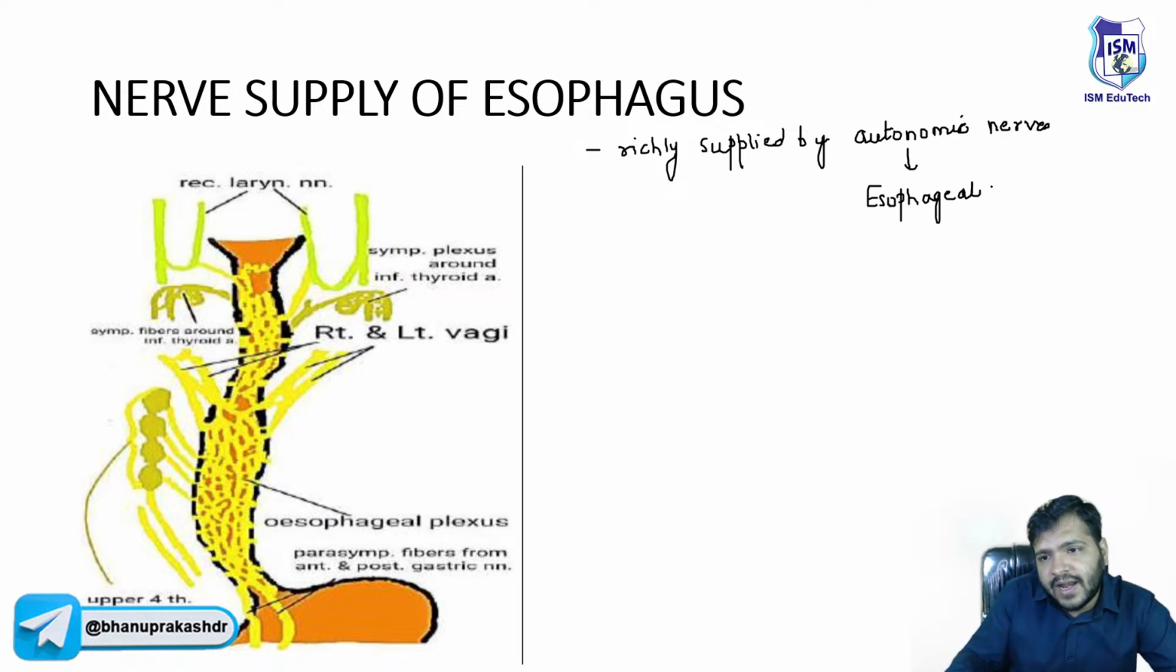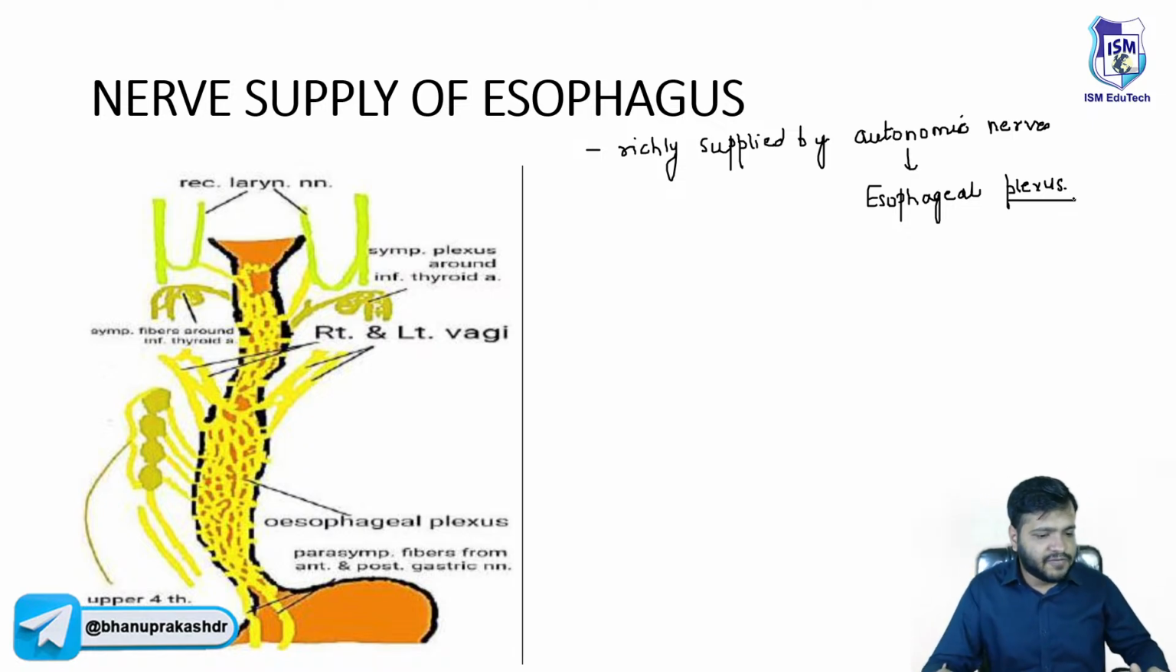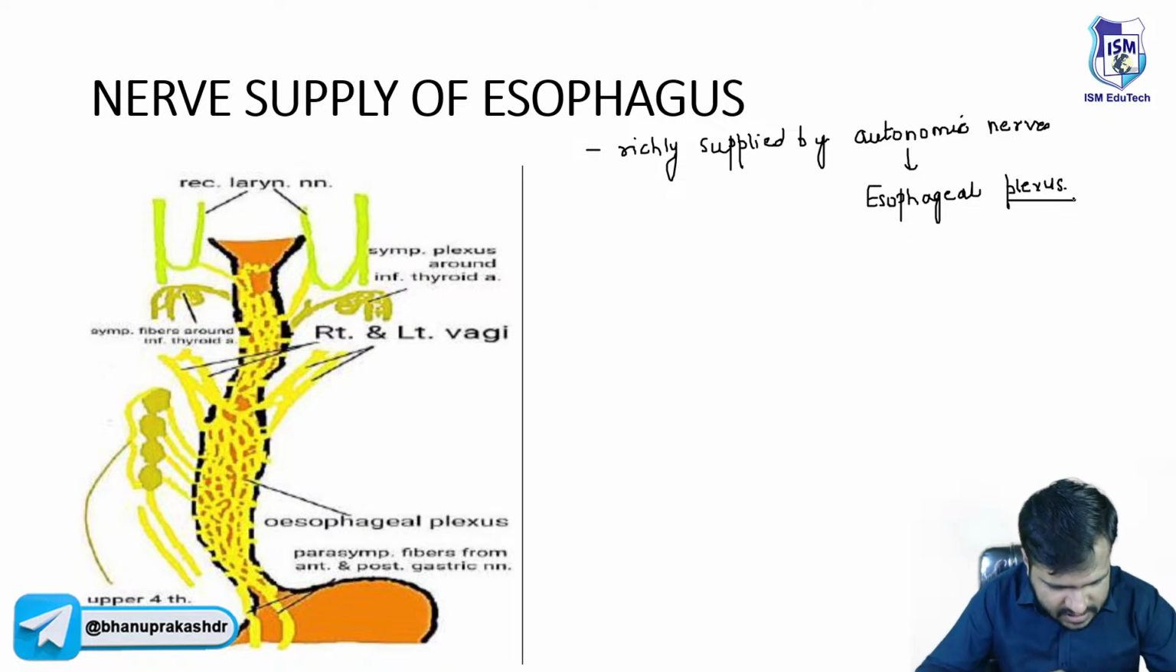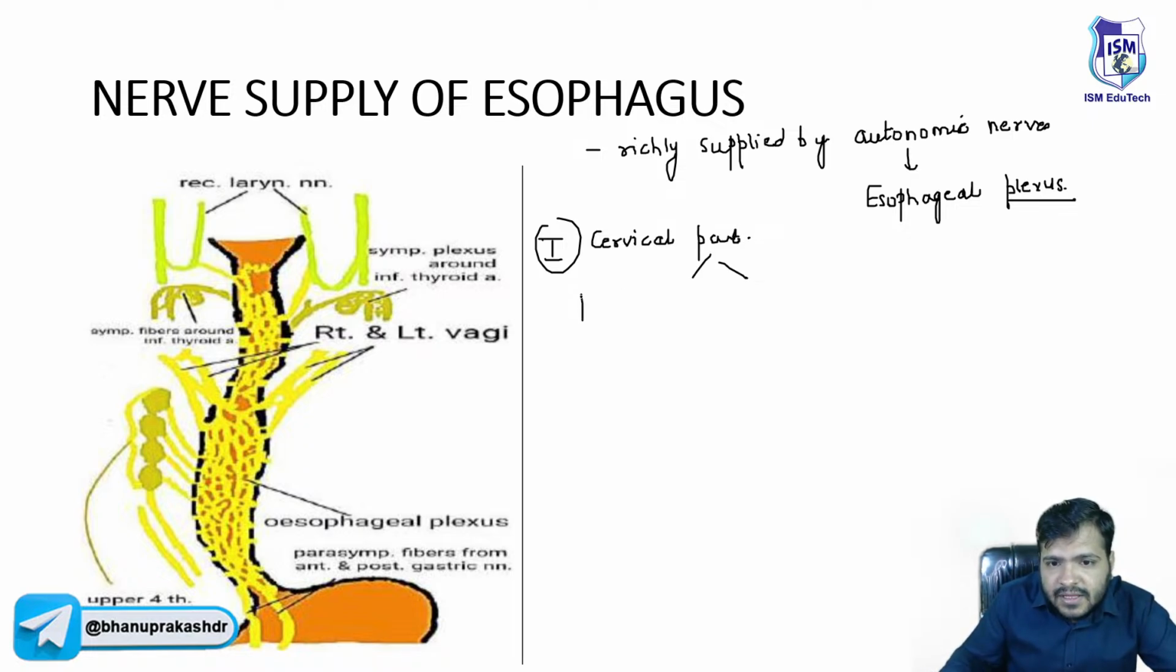Esophageal plexus. Now when I say plexus, plexus का मतलब होता है बेटा bundle of nerves, nerves का गुच्छा. बंडल ऑफ नर्व्स और नर्व्स का गुच्छा बोलते हैं उसको, ठीक है। So yes, cervical part, beta. Now when I say cervical part, we have parasympathetic and sympathetic nerve fibers.